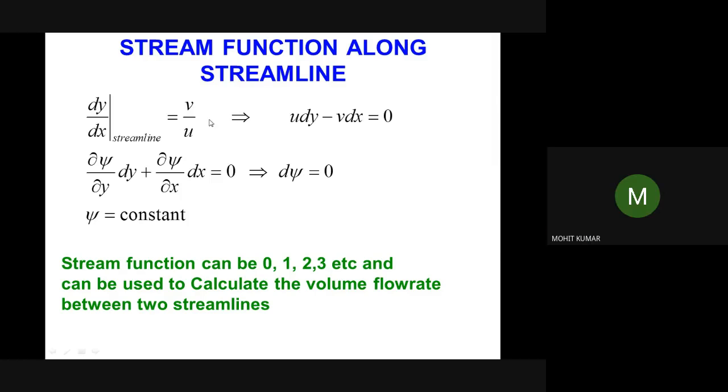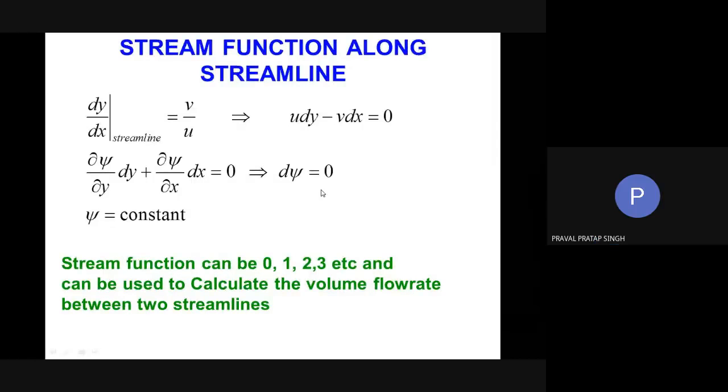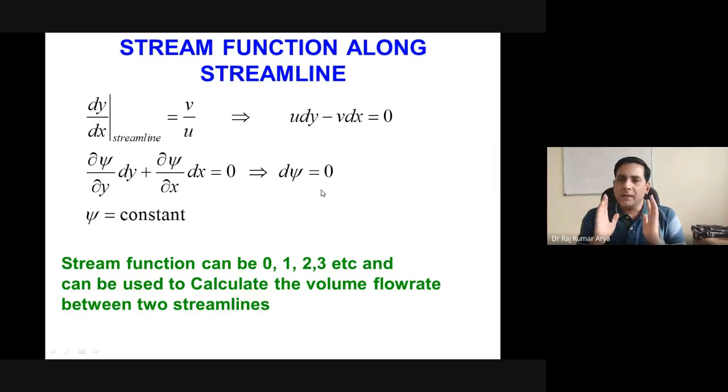Now from here you can readjust this, so you will get u dy minus v dx equal to 0. Now you substitute your expression for u in terms of psi and the expression for v in terms of psi. Your u was del psi upon del y into dy here, then your v was minus del psi upon del x multiplied by dx. From this also it is coming equal to 0. It means the derivative of psi along the streamline is 0, which means it is constant. So on a streamline, the stream function will not change. It is constant.